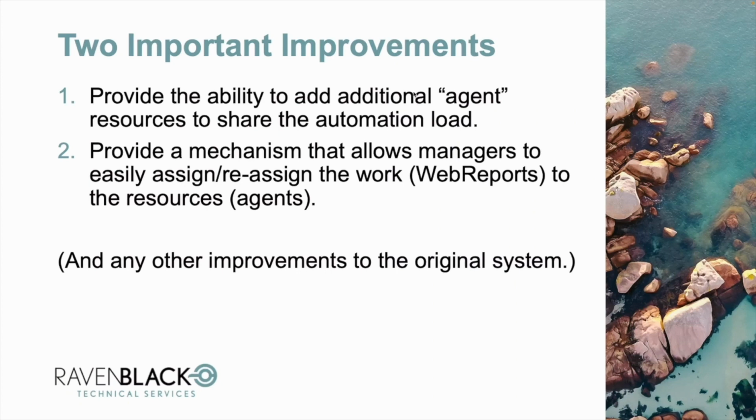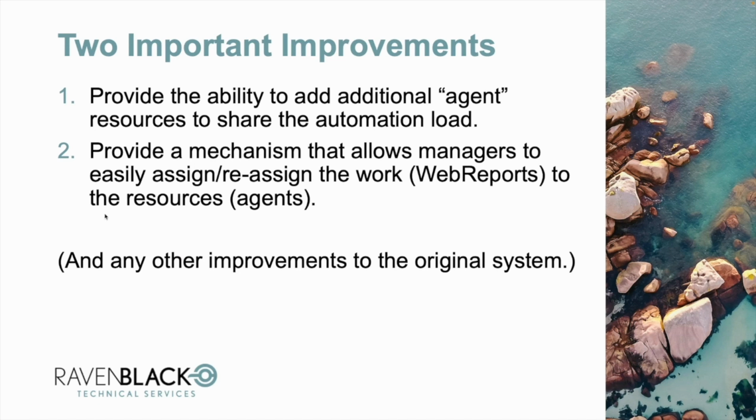So what can we do to improve that situation? Based on our humanized example, there are a couple of opportunities. One is to provide the ability to add additional agent resources to share the automation load. Secondly, and perhaps most importantly, to provide a mechanism that allows managers to easily assign or reassign the work, web reports, to the resources, agents. And that's the part that is somewhat more difficult with software than it is with humans.